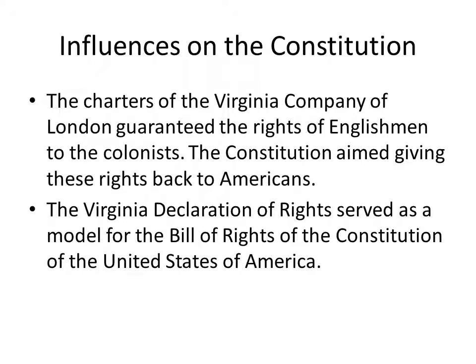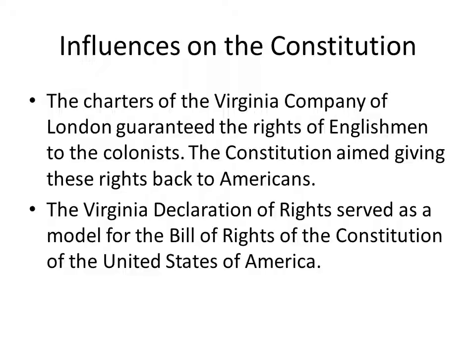So, influences on the Constitution before we begin. We just need to state that the group of people that went to Jamestown was part of the Virginia Company of London, and this company in their charter to create Jamestown, the king wanted this company to guarantee the rights of Englishmen, to basically say to these colonists, you have the rights that you had when you were back in Britain.